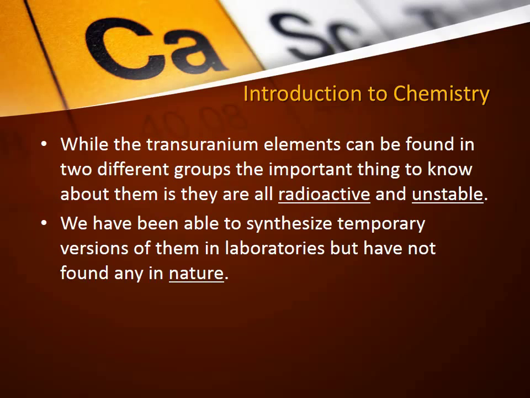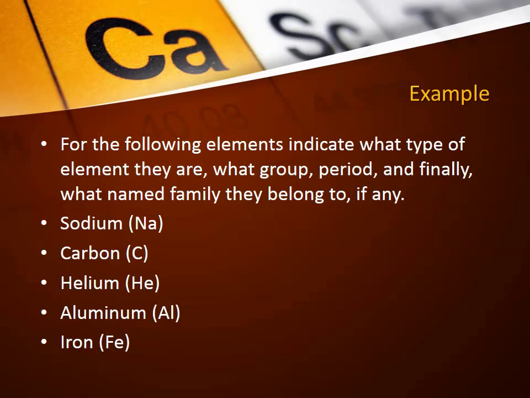All right, so for the following elements, let's indicate what type of element they are. Type of element goes back to metal, nonmetal, metalloid. What group, period, and finally, what named family they belong to, if any. All right, sodium, for example, is in our first group. It's in our first column. It is in our third period, as it's in our third row. And finally, it's an alkali metal. I'm just going to put alkali because there's only one alkali type thing.